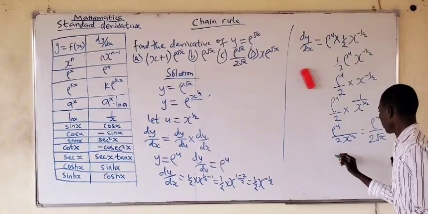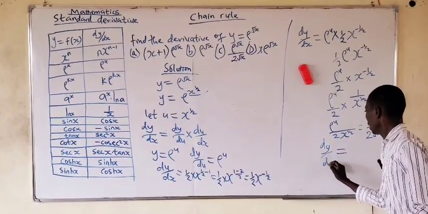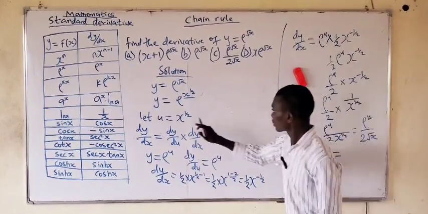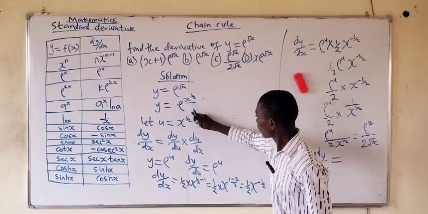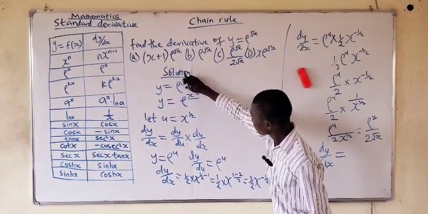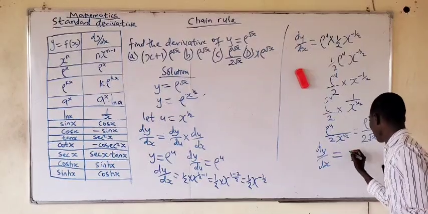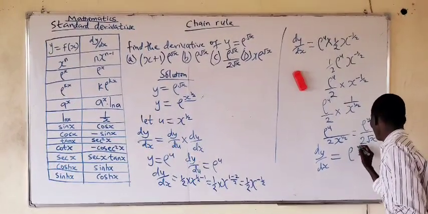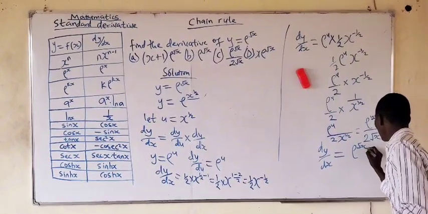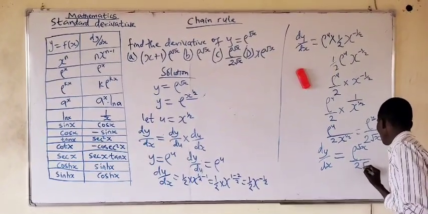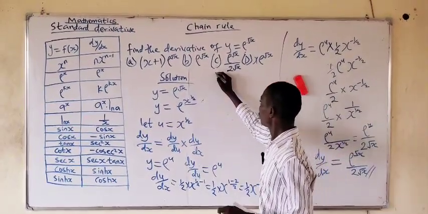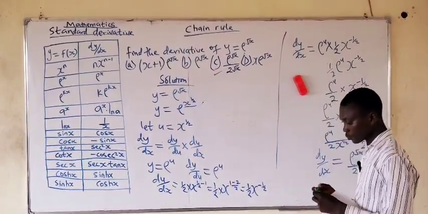So our final answer is dy/dx equals exponential u over 2 root x. Recall, you represented u with x raised to the power of 1 over 2. So we therefore say that our final answer is exponential root x over 2 root x. So that is our final answer, and the correct answer is option C. All right.